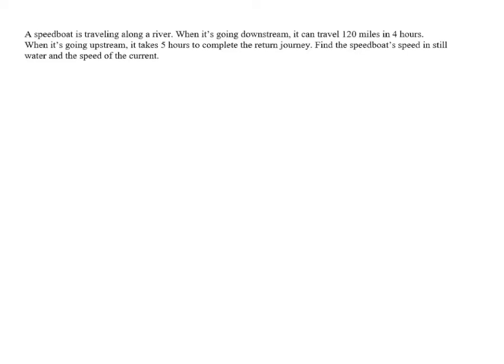This is very similar to the last problem, except instead of being an airplane going with and against the wind, now we're looking at a speedboat that's going with and against the current. Let's write our let statements, make our table, and jump into it. They ask us to find the speedboat's speed in still water and the speed of the current. So those are going to be our let statements.